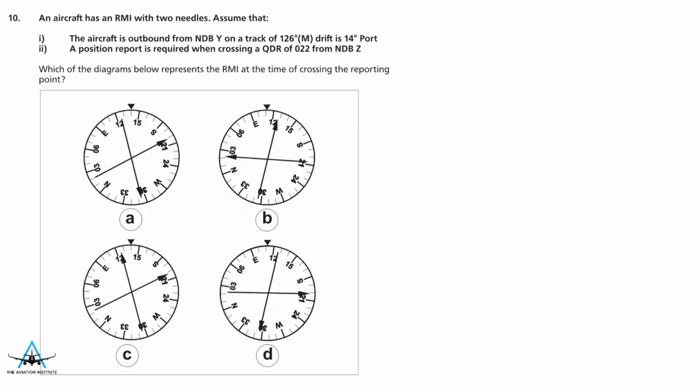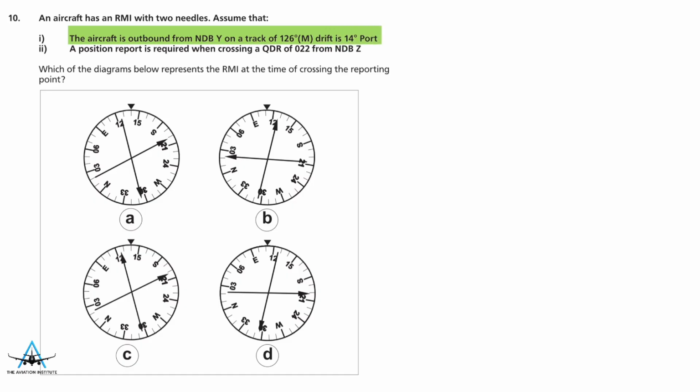This RMI question looks simple, but two needles, two NDBs, and one tiny mistake can give you the wrong answer. So let's see if we can solve this question or not. Firstly, it is being told that the aircraft is outbound from NDB Yankee on a track of 126 degrees magnetic and drift is 14 degrees port, which means left.